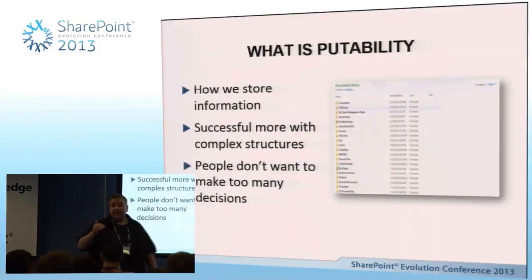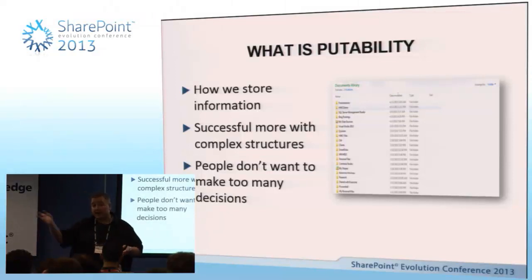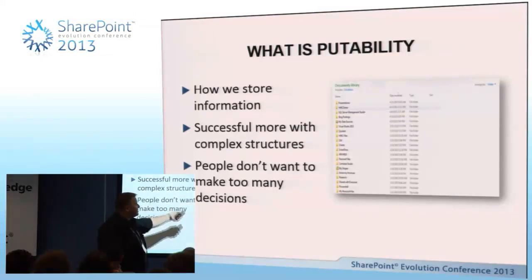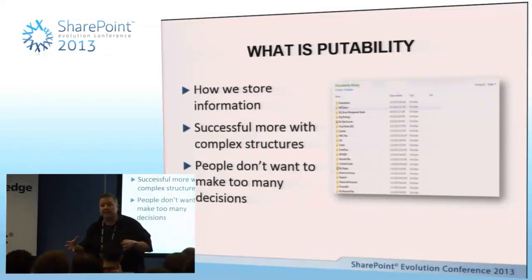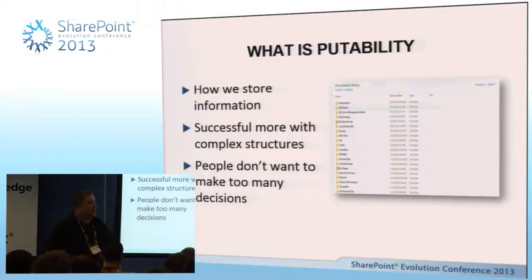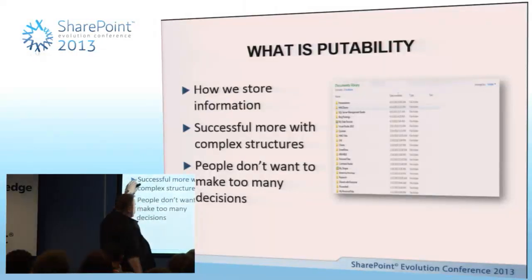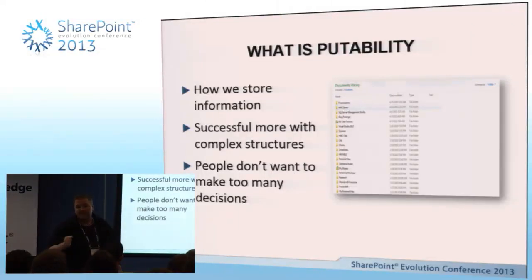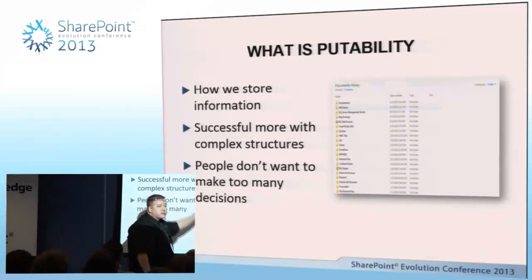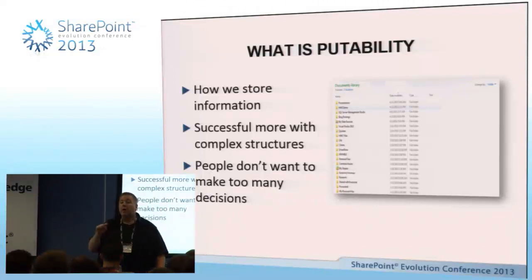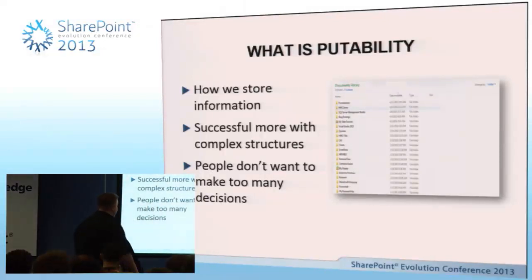So what is putability? Well, putability is where we put stuff. And this is really the easy part because everybody has a file share, right? Everybody has a file share somewhere, and this is where you put stuff. The most famous thing in the world is our My Documents, our network share, whatever it is. But this is really about where we store information. And the reason that this can sometimes be successful is because people have an understanding where to put stuff. So as long as I can follow some kind of folder structure, I can sit there and say, okay, this piece of information should exist there and there.